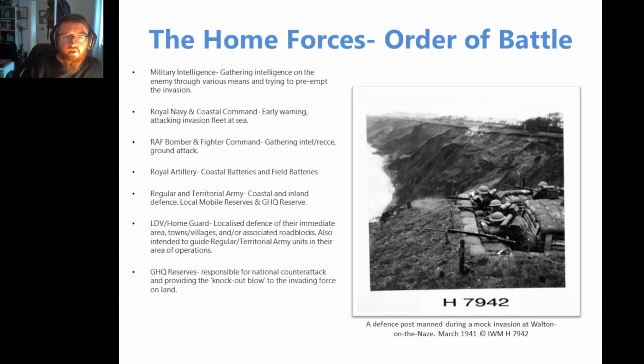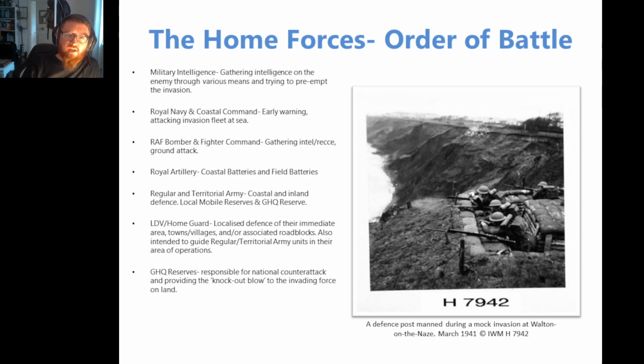So if the GHQ Reserve failed to knock out the enemy and halt their movement inland, then that was it. Things were over at that point. The invasion force could continue to push inland and occupy and take over the entirety of the country. So when we look at the GHQ Reserve in more detail in a second, you'll see that these were the final line of defence and not the Home Guard.